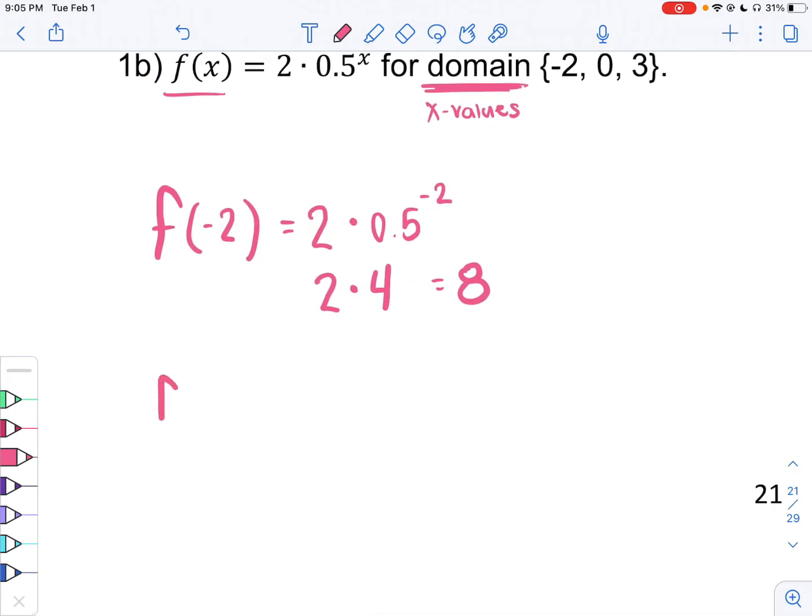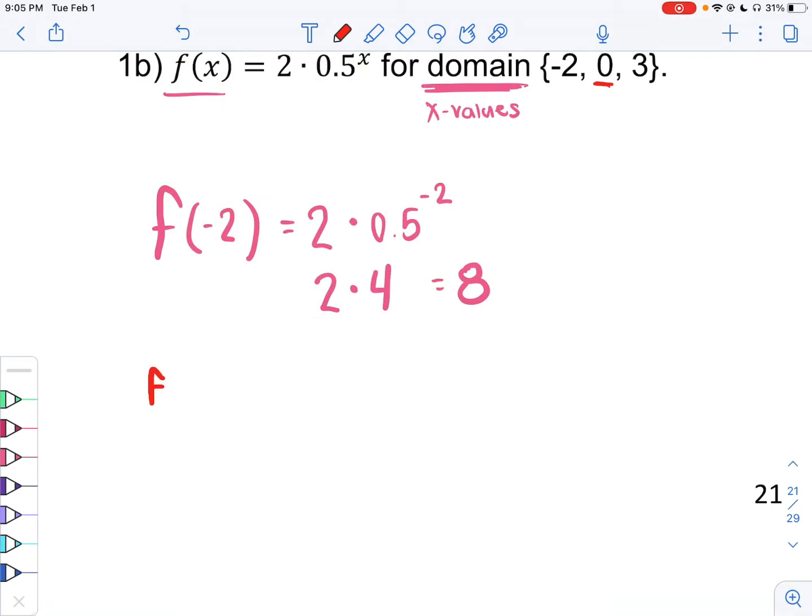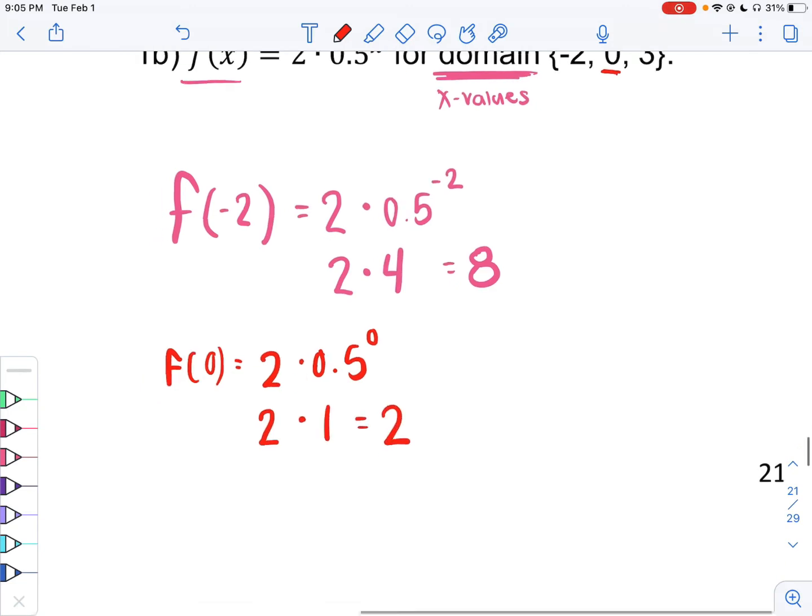Okay, and then my next x value is 0. Everywhere I see x, I'm going to put 0. Well, we know that anything raised to the 0 power is 1. So 2 times 1, because we have to do our exponents before we do our multiplication.